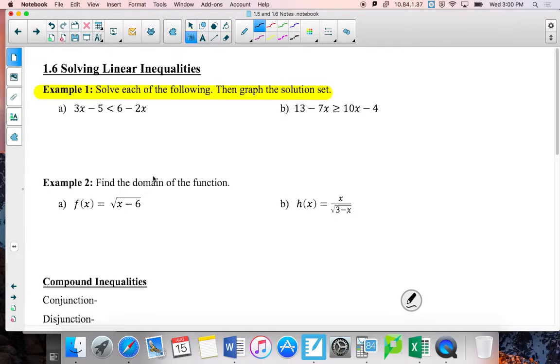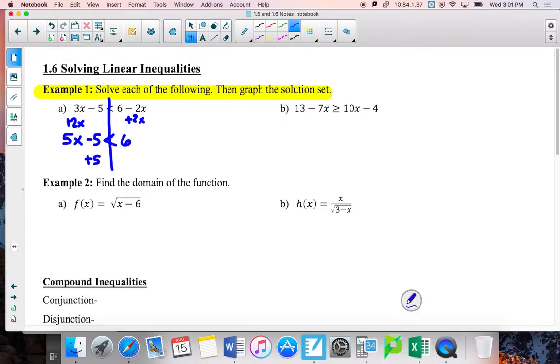So we're going to solve these two inequalities and graph them on a number line. When you're solving an inequality, I like to just draw a line down that inequality symbol just to remind myself that I'm moving across sides just like an equation. So the very first thing I would do is I would add 2x to both sides. 5x minus 5 is less than 6.